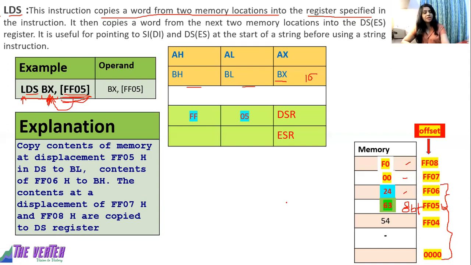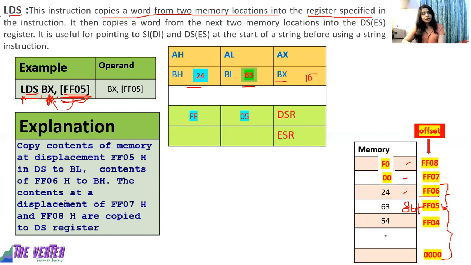So after execution of this instruction, the contents of FF05 will get copied into BL register, and the contents of the next memory location, that means FF06, will get loaded into BH register. So after execution, BX register will now hold 2463.